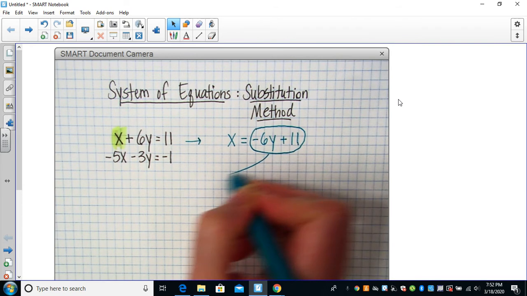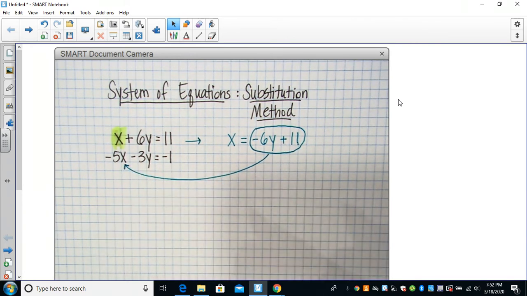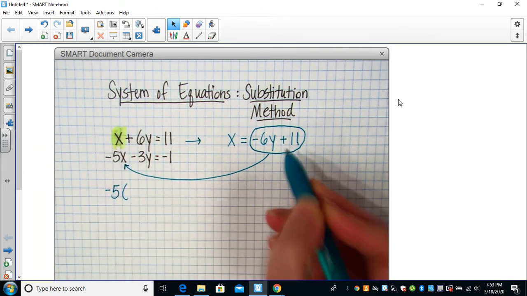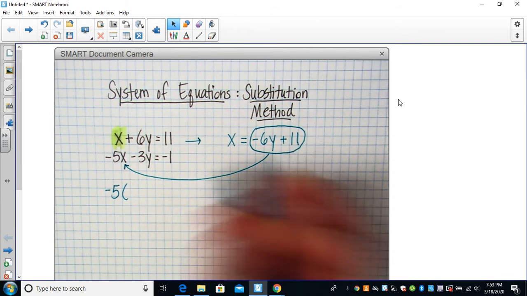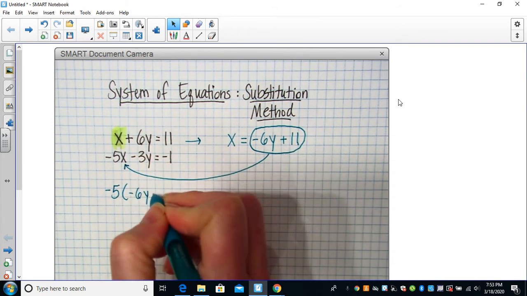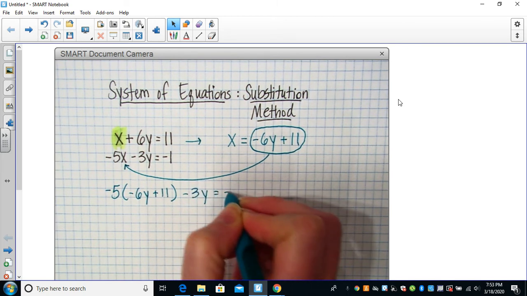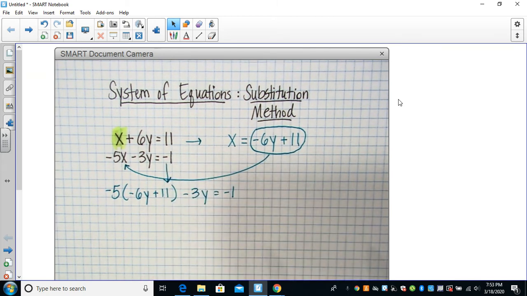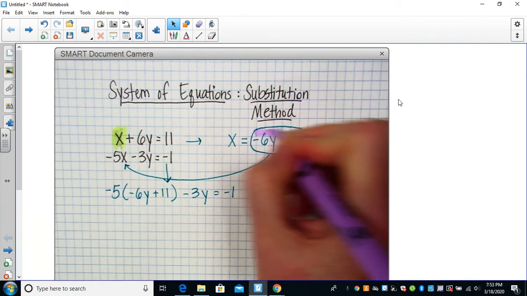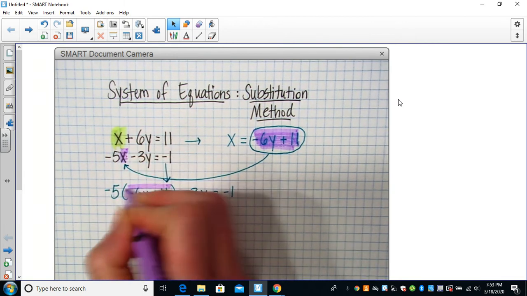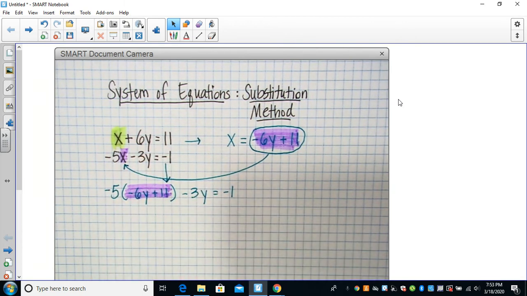So now I can take all of this, which is what x is equal to, and I can take it to the other equation and plug it in for the x to replace it. So when I do that, I have my negative 5. I'm going to take all of this and plug it in for the x: negative 6y plus 11. Then go ahead and finish the rest of the equation, replacing all of the x here.